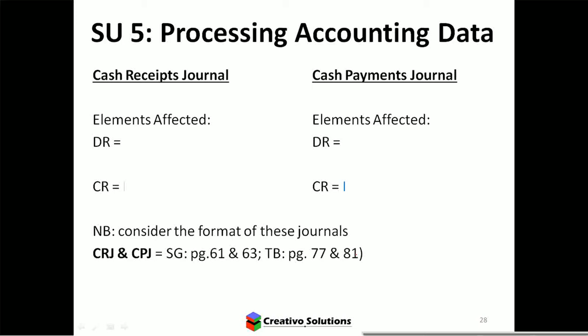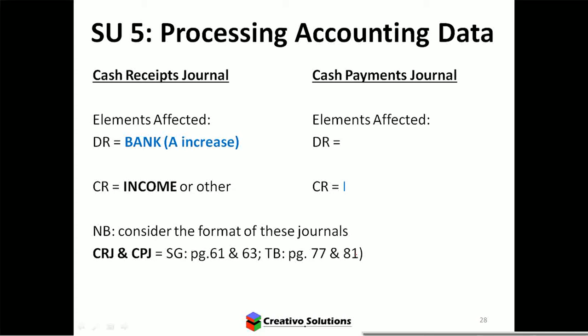Before we get there, cash receipts journal, what accounts are going to be affected in that journal? Bank. And? Income. Yes. So it could be any income, or it could even be capital. Do you agree? Getting money from the owner. Yes. So you could have debit bank and credit capital, potentially.